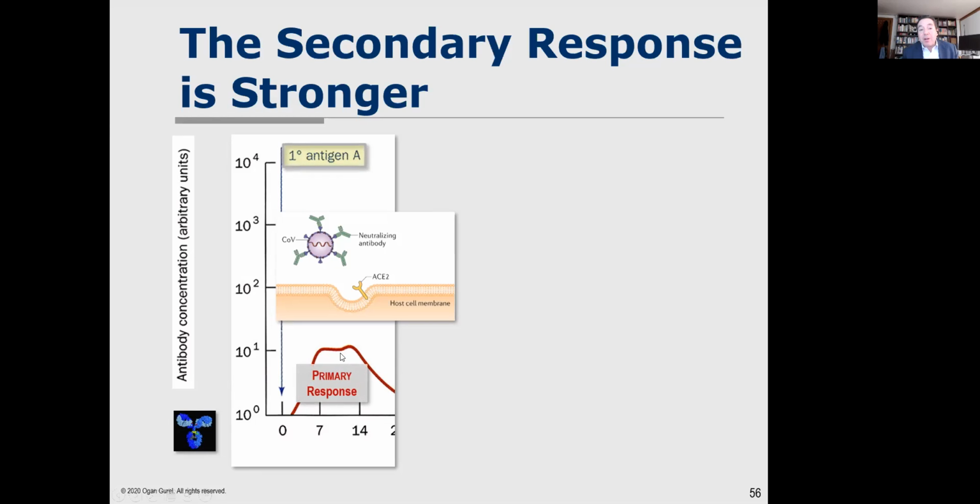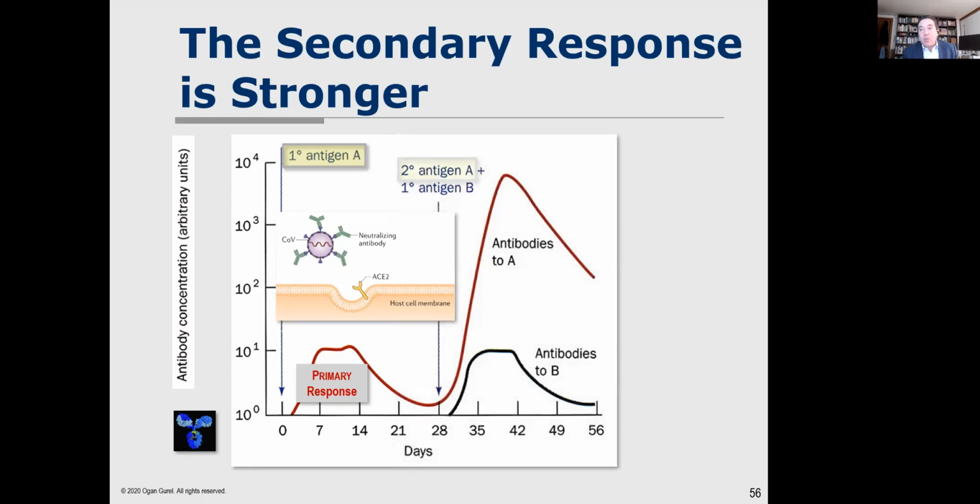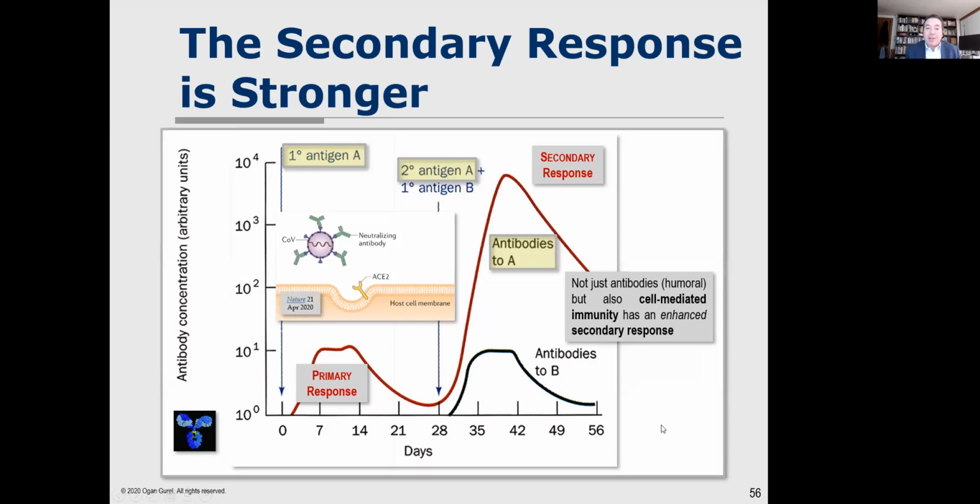But if we have active artificial adaptive immunity or active natural adaptive immunity, then we will get a secondary response, those antibodies to A being much greater. And then if we have a new virus, then it will have this primary response, which is small. Presumably the secondary response will be greater. There are also other aspects of the immune system called cell-mediated immunity, which we cover in the mini medical school, that has an enhanced secondary response.